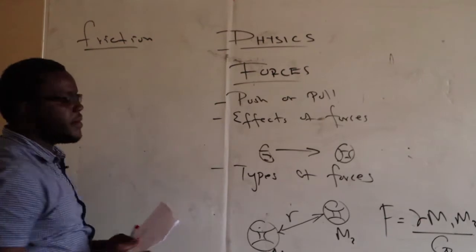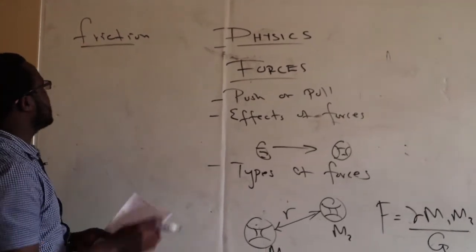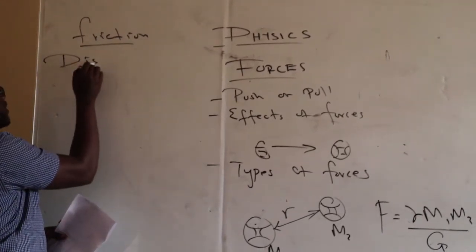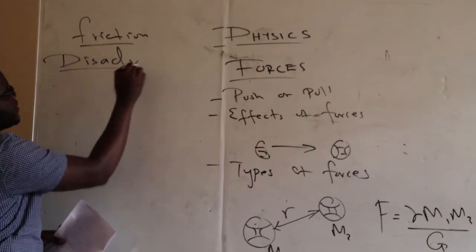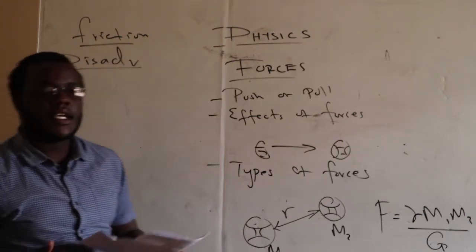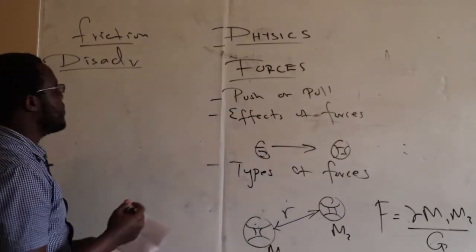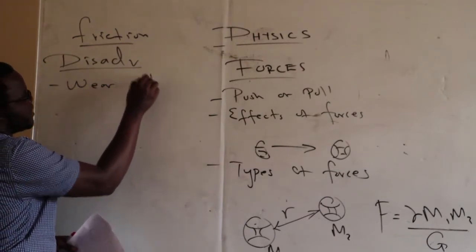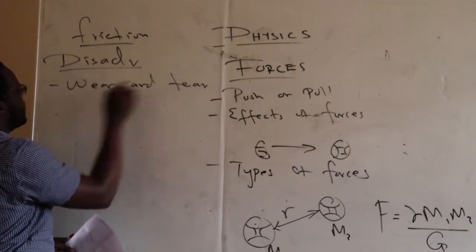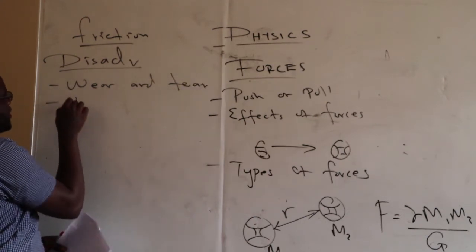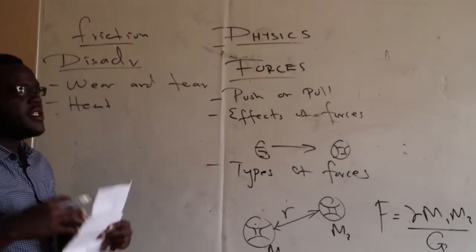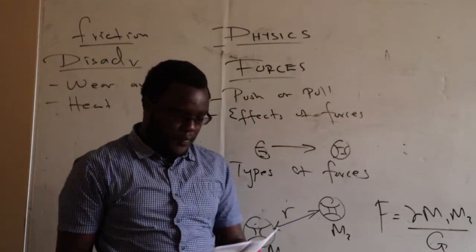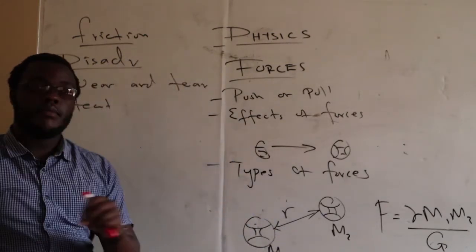This is under the types of forces. Friction has some disadvantages as much as it has some advantages. For example, it causes unnecessary wear and tear. It also causes unnecessary heat, and this ends up damaging the machine. So friction is a type of force.